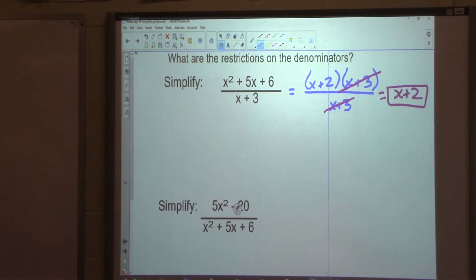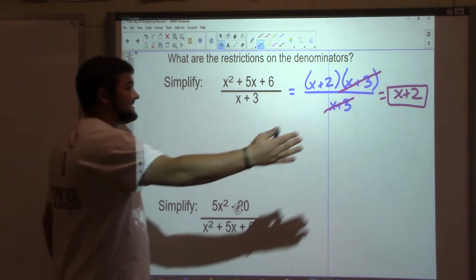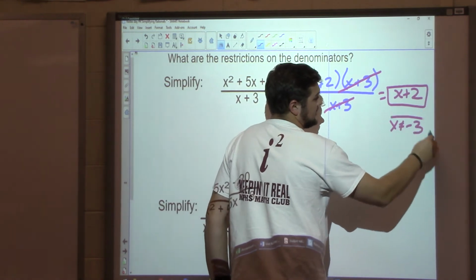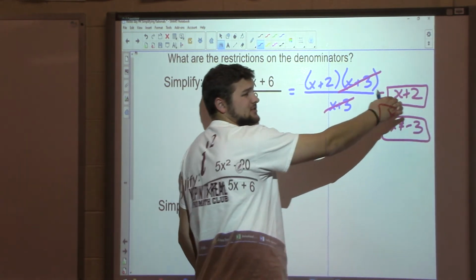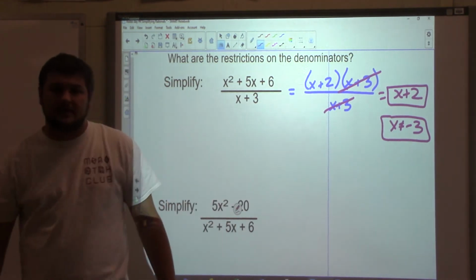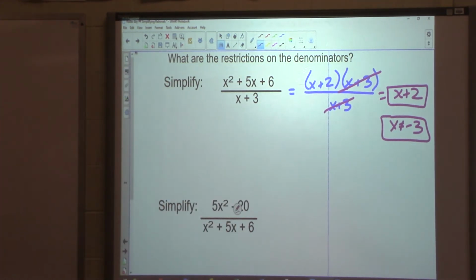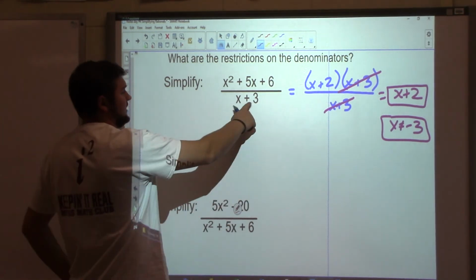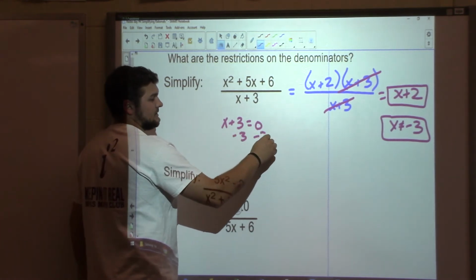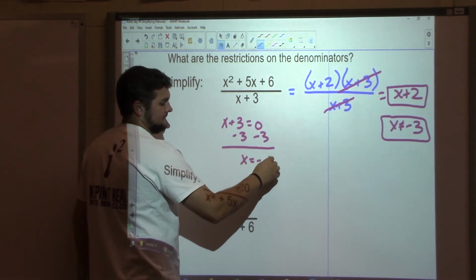Okay, what would my restrictions be then? X cannot equal negative 3. Do not tell me if there are no restrictions. Just because there's no denominator where you end doesn't mean we don't have a restriction from where we began. So x cannot equal negative 3. Wait, why is it negative 3? Remember, if we put x plus 3 equal to 0, oh, duh, we'd subtract 3. Yeah. Okay. Good.